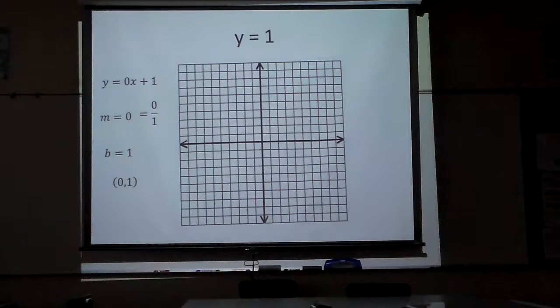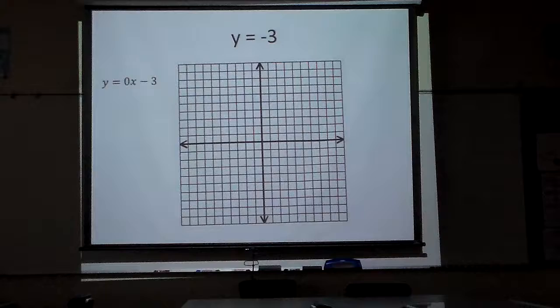So to graph it, I would put a point at 0, 1, and then real simply, I'm going to move up none and over 1, up none and over 1, making a line right there. Makes perfect sense. 0 slope, 0 up and down, a horizontal line at the y-intercept. There's the y-intercept.